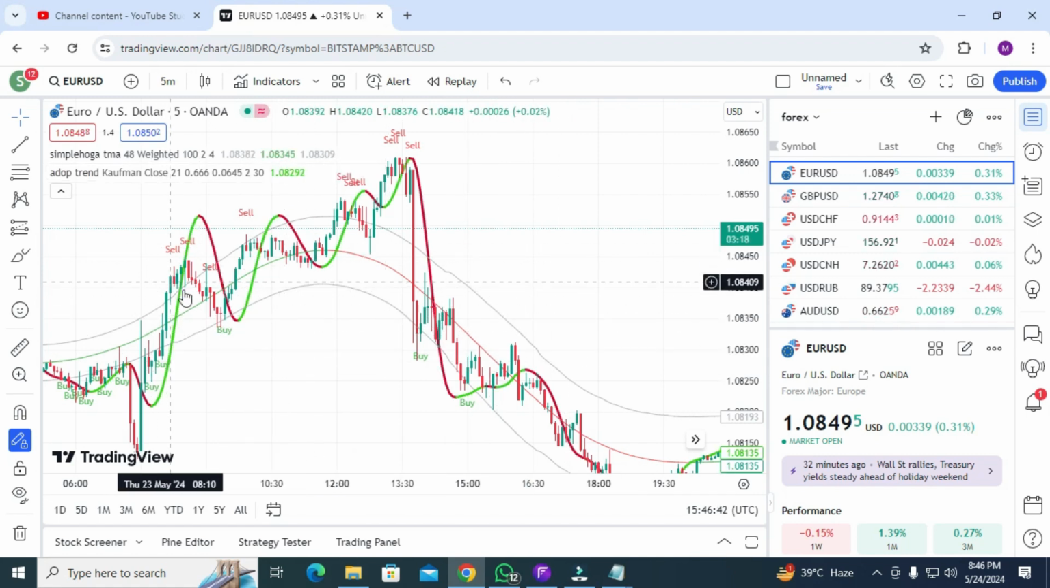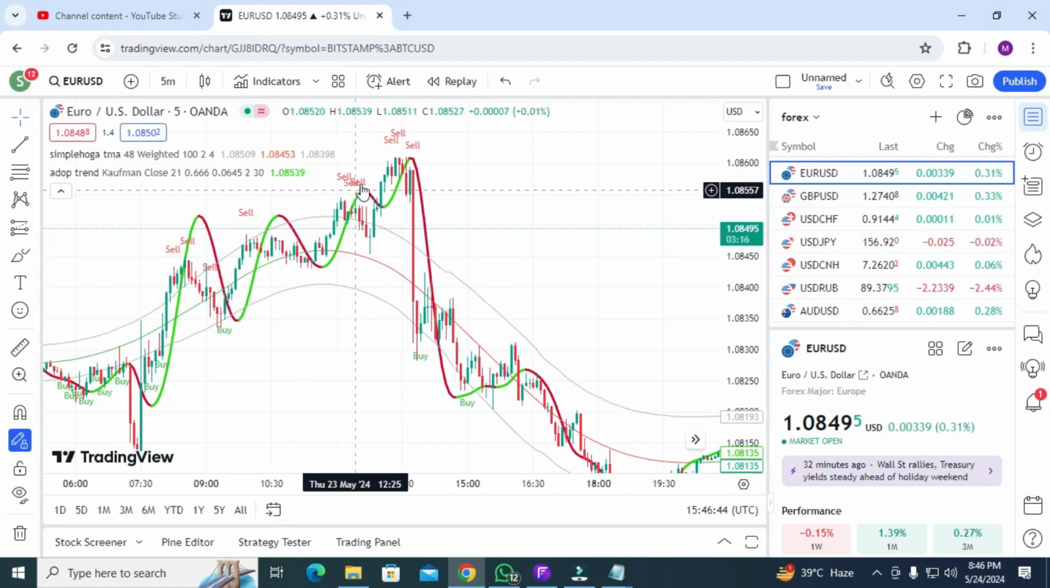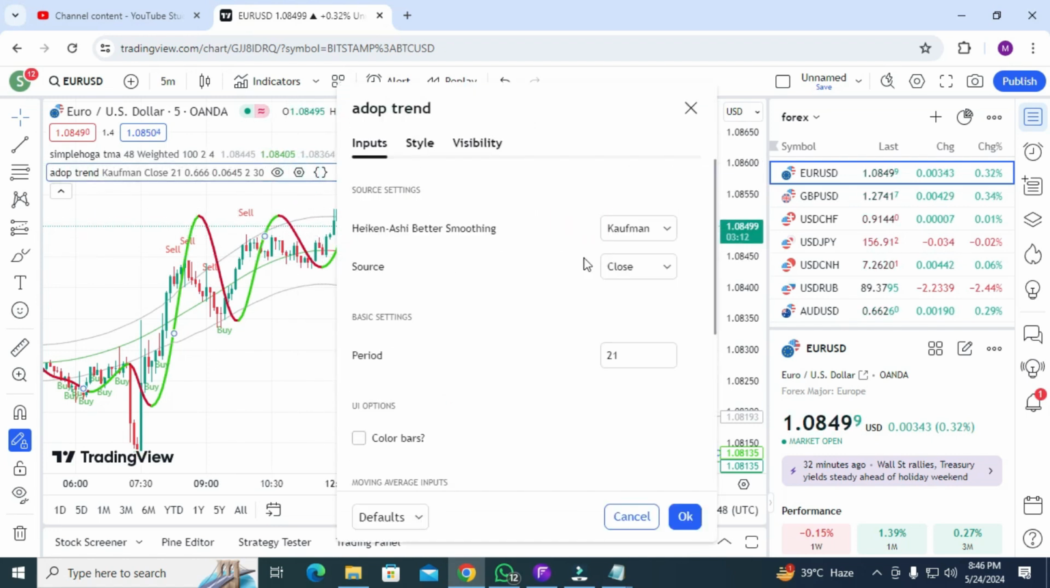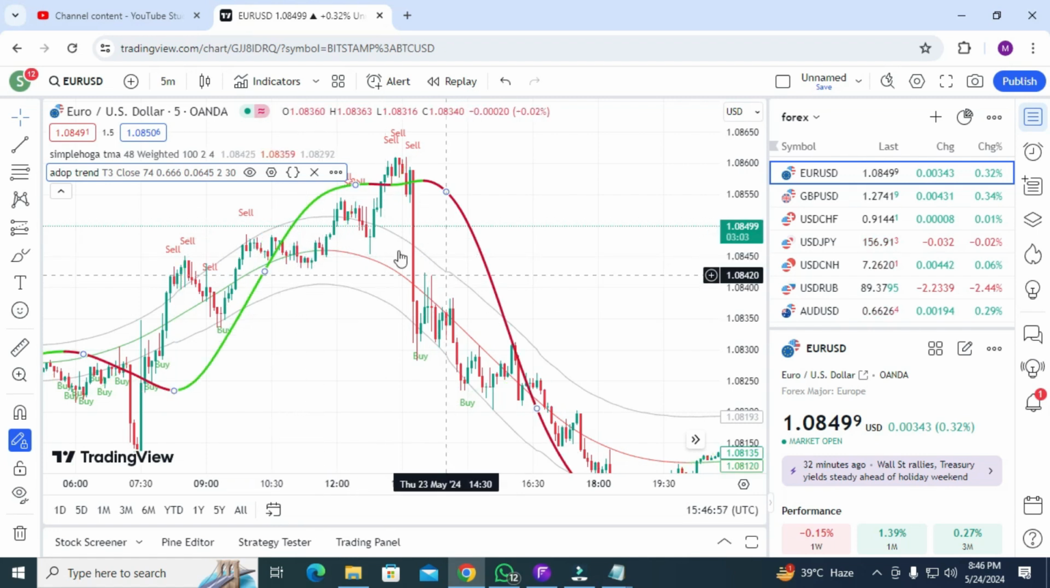Here you can get a lot of pips all the time, but I need to show you the setting. Here you have to put 33, and here you have to put 73 or 74, and that's it. Now you will get awesome results. So the conditions are clear. This is the adopt trend line.